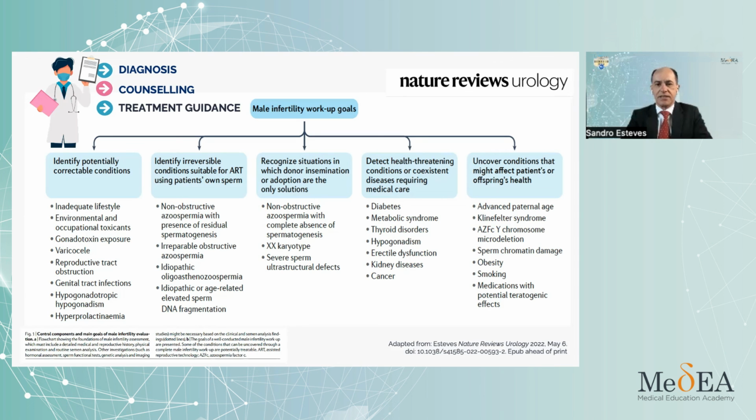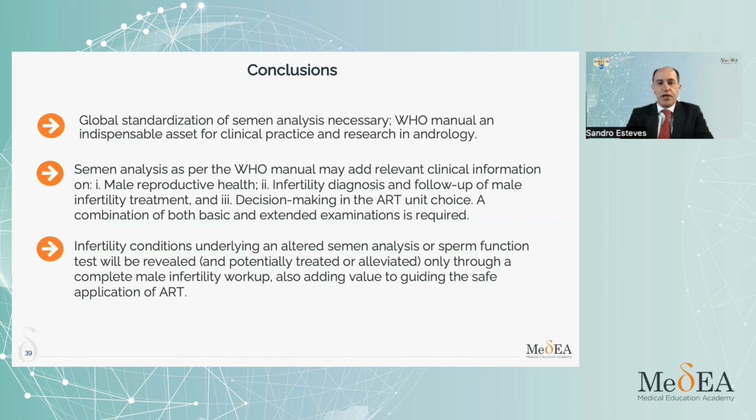A complete male infertility evaluation might also identify health-threatening conditions or related coexistent diseases that require medical care. And lastly, it could reveal conditions that might affect patient or offspring health, mainly in patients using ART. We can cite, for example, advanced paternal age, inadequate lifestyle, use of potentially gonadotoxic or teratogenic medication, and also genetic defects. And based on this evaluation, the affected couples can be counseled accordingly. That brings us to the end.